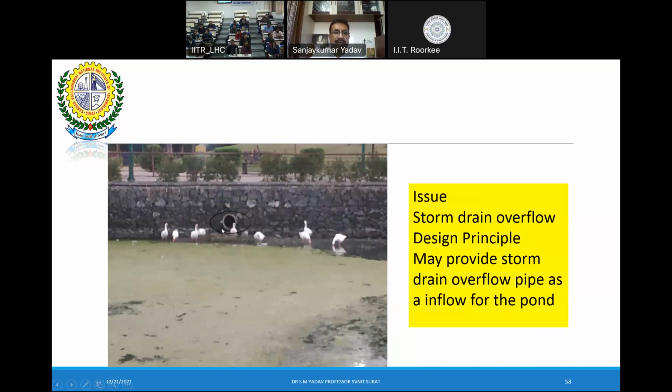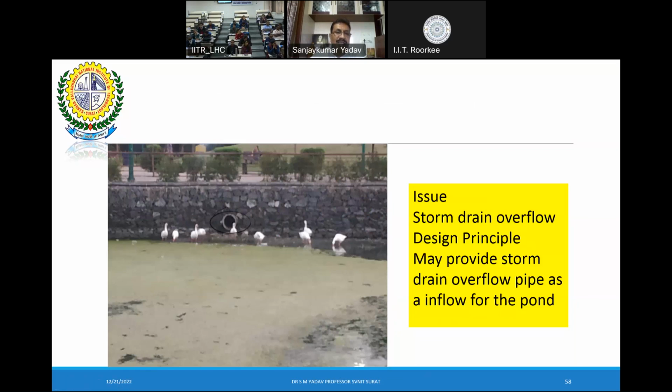Here the question is why not this particular inflow pipe; it is provided in such a way that it catches maximum runoff and fills the pond. In India, we have a problem of contamination, pollution, and when that polluted water enters the pond, it will result in another problem. Providing this pipe serves two purposes.